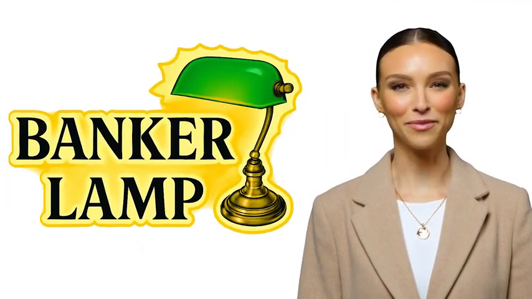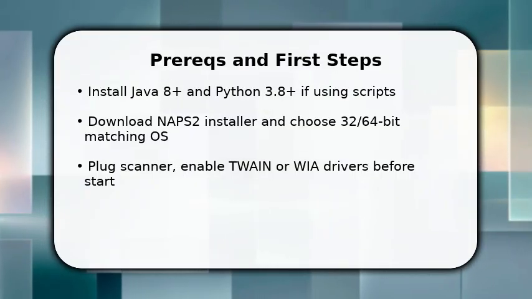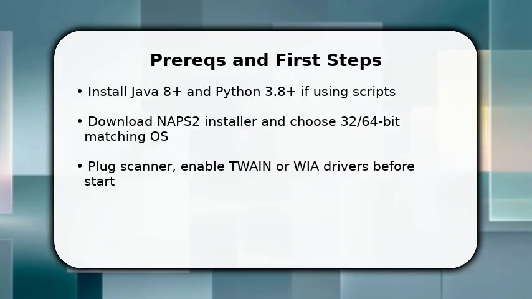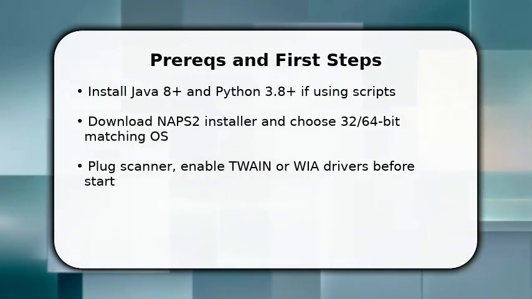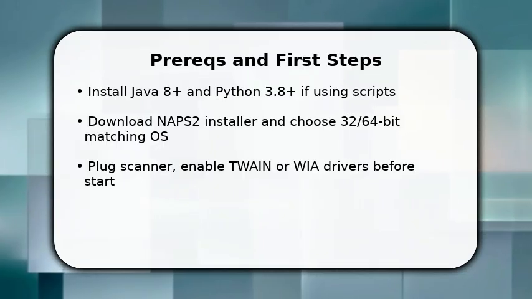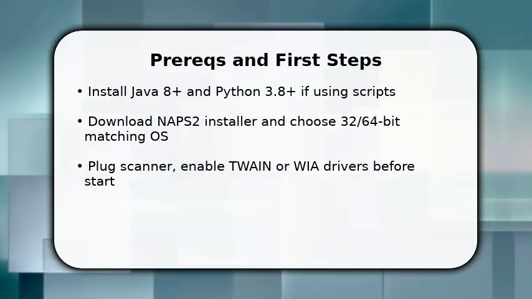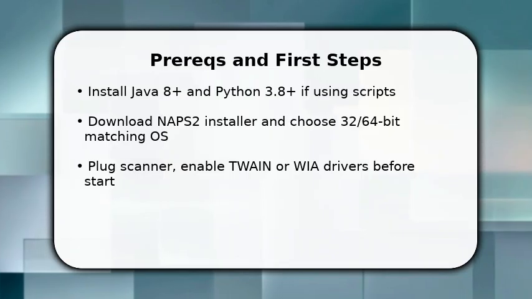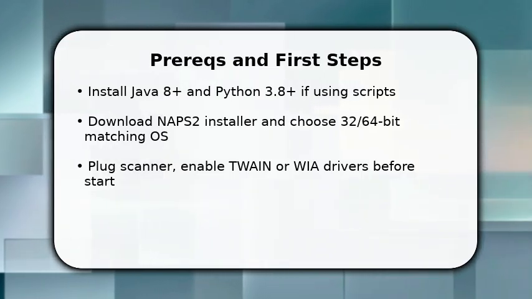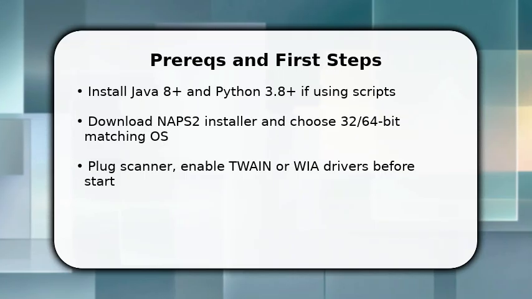Please enjoy the video. You'll start with essentials. Confirm Java and optional Python are installed, plug in the scanner, and enable TWAIN or WIA drivers so NAPS2 can see the device. Open NAPS2, then create a new profile for the scanner with preferred DPI and color mode.